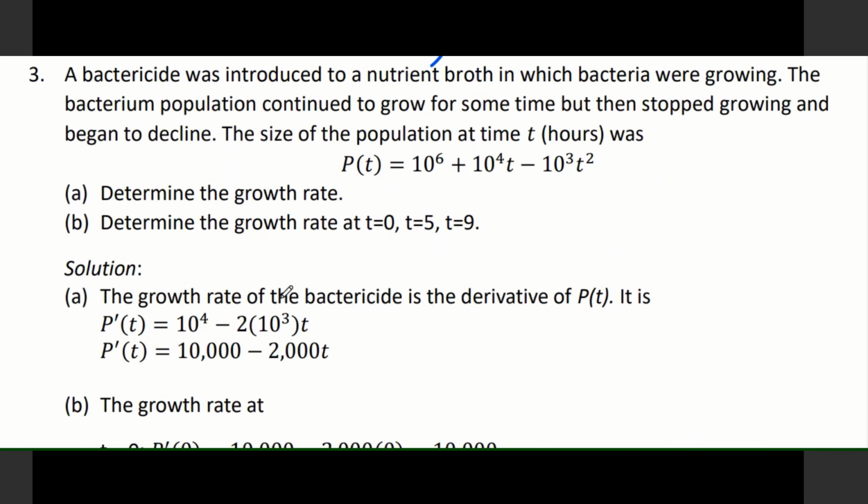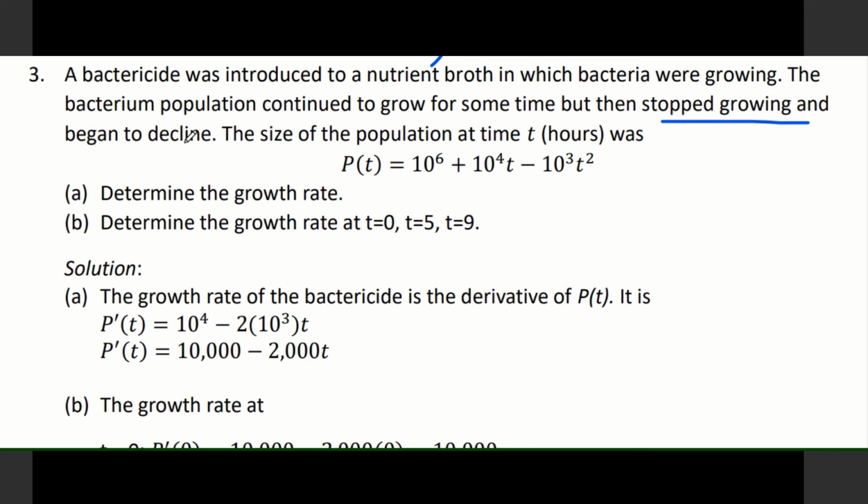We also involve a study of bacteria. Here, a bactericide was introduced to a nutrient broth in which bacteria were growing. The bacterium population continued to grow for some time, but then stopped growing and began to decline. So here you can see the changes, no? It declines, it grows, it slows down.